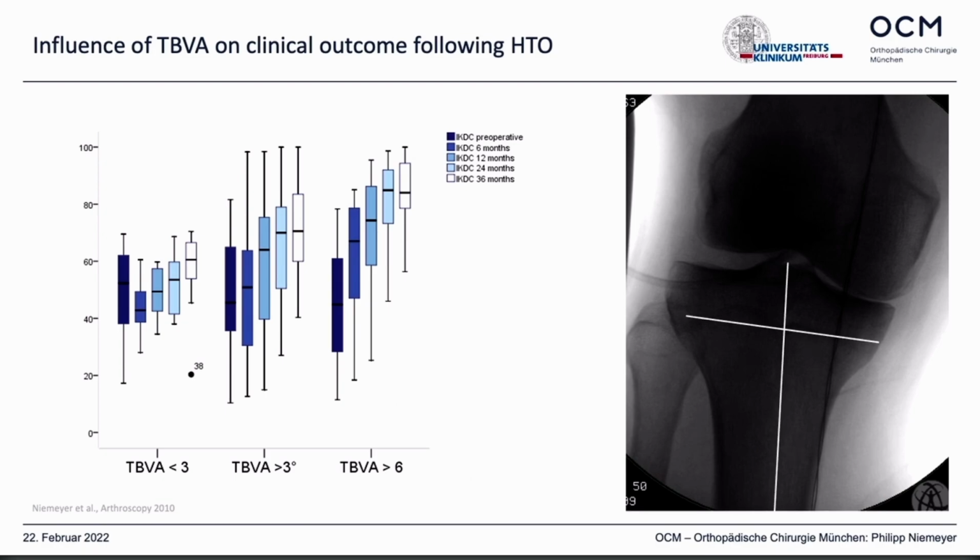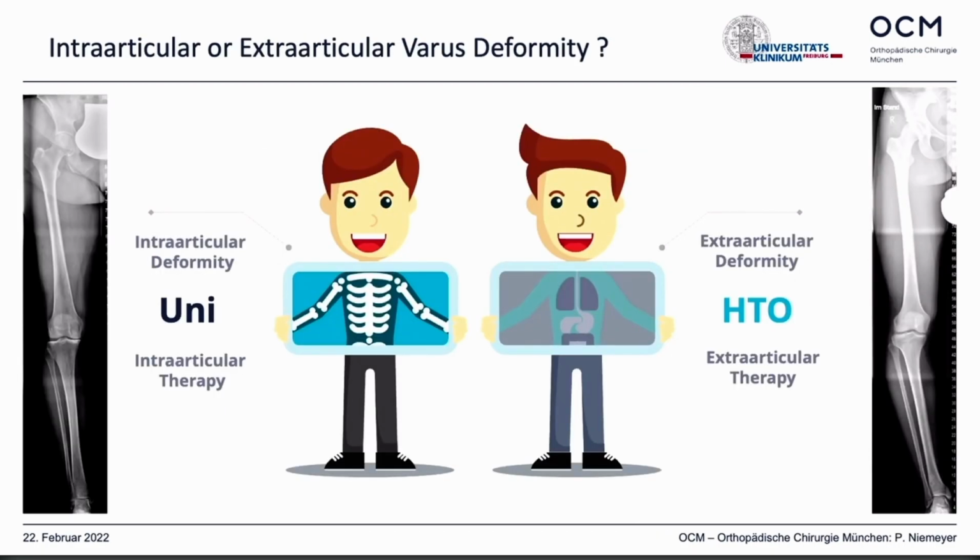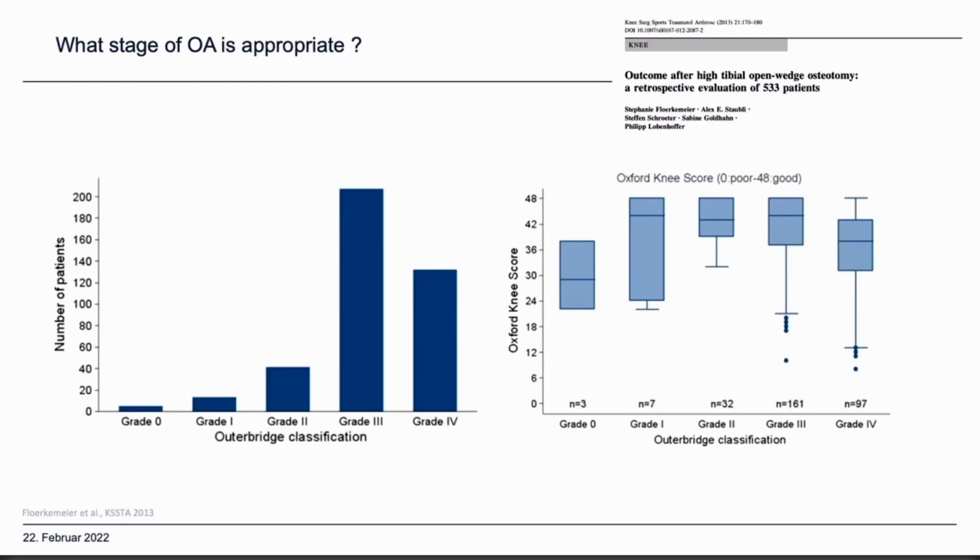Increased TBVA correlates with good improvement after high tibial osteotomy, and we also use this angle in order to discriminate our indication from our unicompartmental medial knee replacement indication, in that once the patient suffers from an intra-articular wear-out varus, we prefer unicompartmental knee replacement, and if we observe this pathological TBVA, we recommend the extra-articular deformity correction, meaning high tibial osteotomy in these cases.